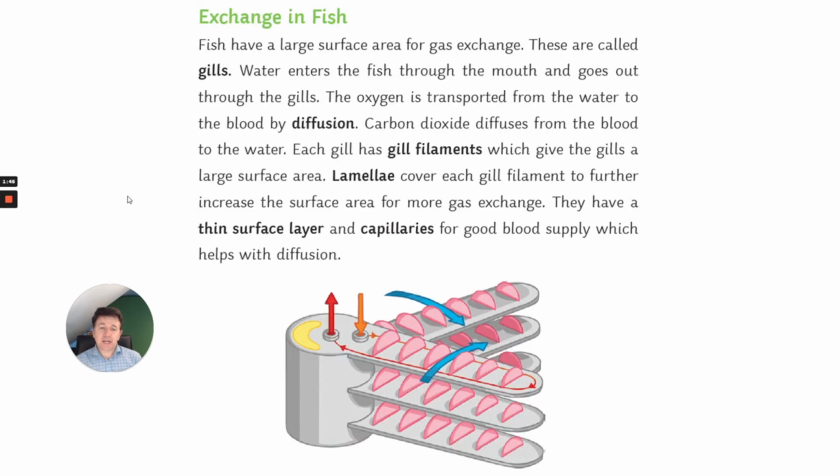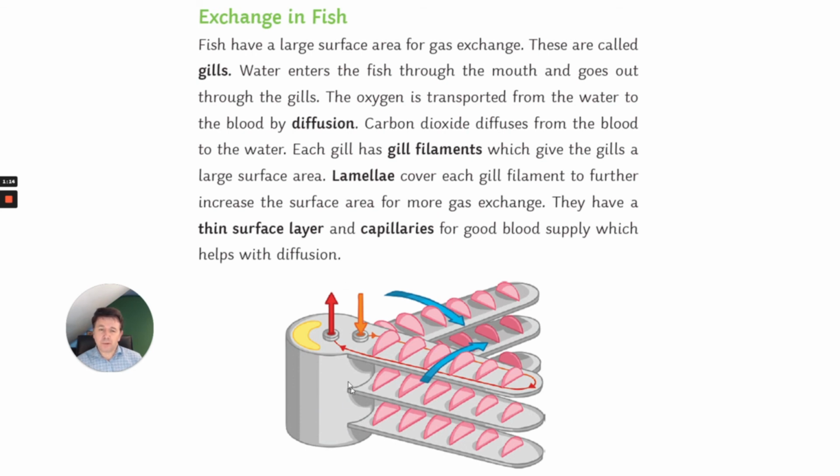And then exchange in fish. So fish have gills, and they have many gill filaments, as this diagram shows. And you can see that water enters the fish through the mouth and it goes out through the gills. The oxygen is transported from the water to the blood by diffusion. Each gill has gill filaments, which give the gills a large surface area, and it says lamellae. You probably don't need to know this, but they cover each gill filament to further increase the surface area.